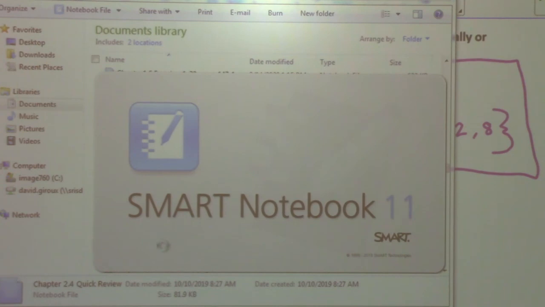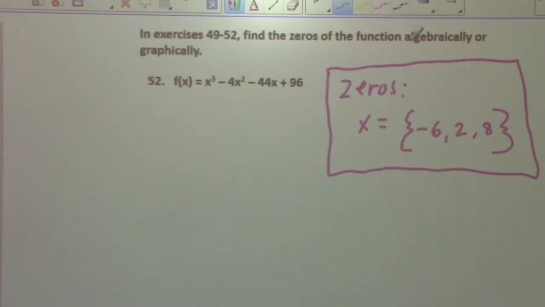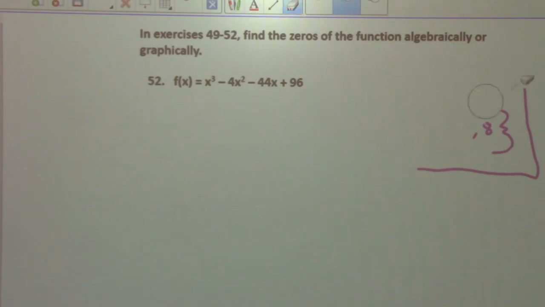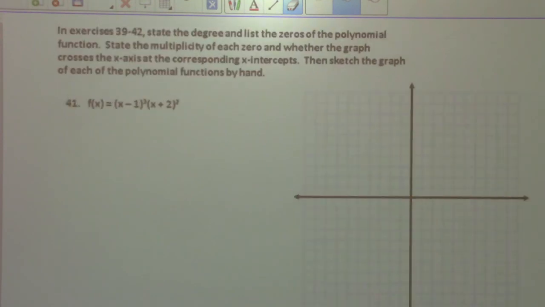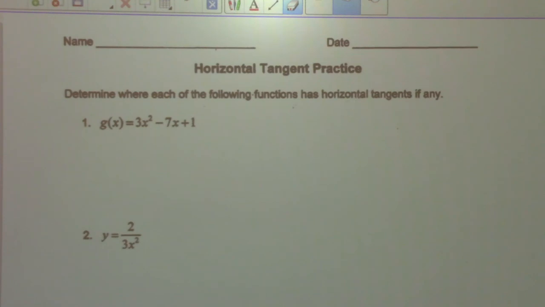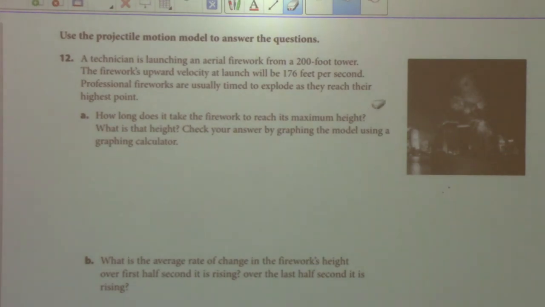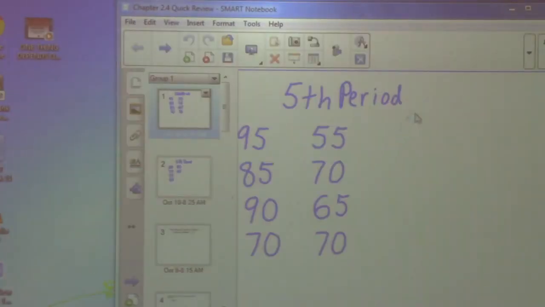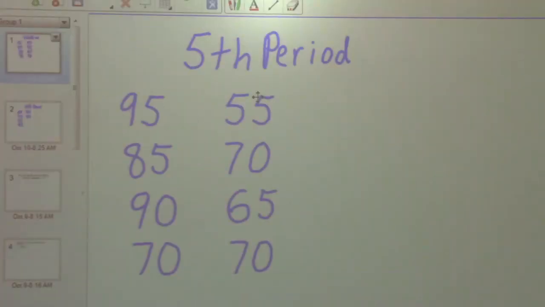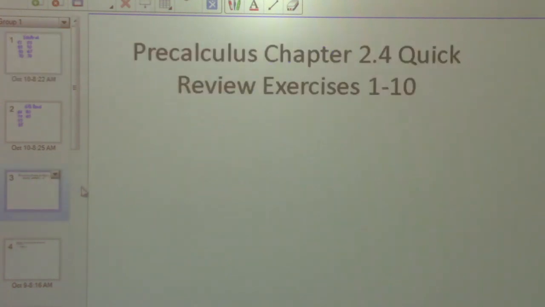Okay. While that's loading, I want to erase this, make sure I have this out of here. Oops. Okay, here we go.